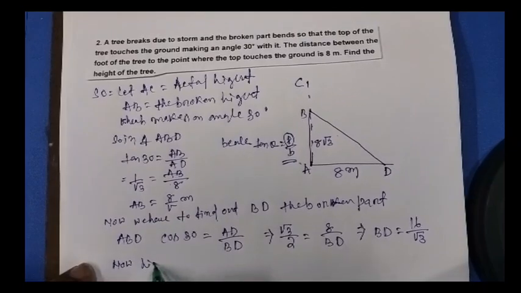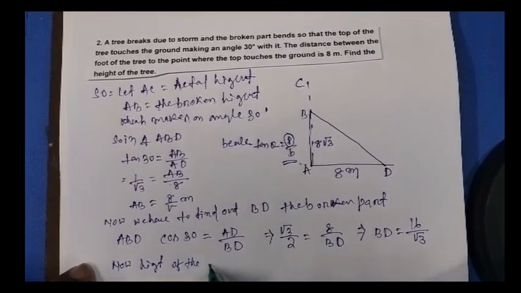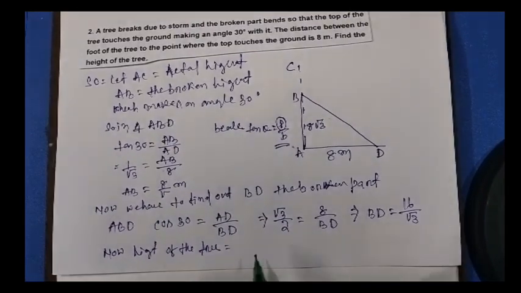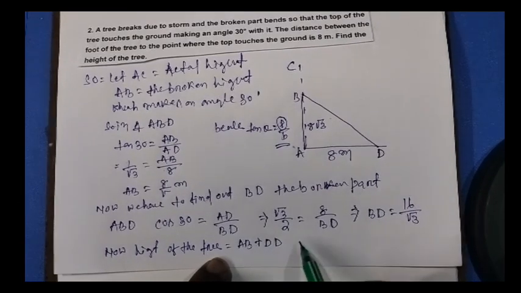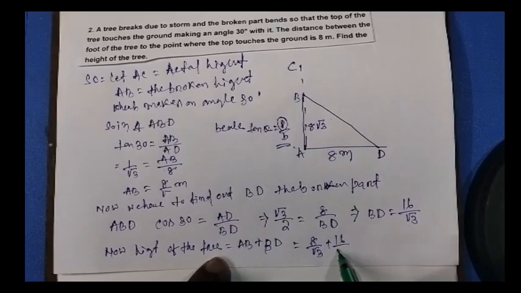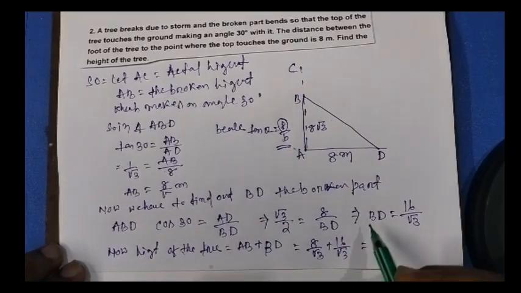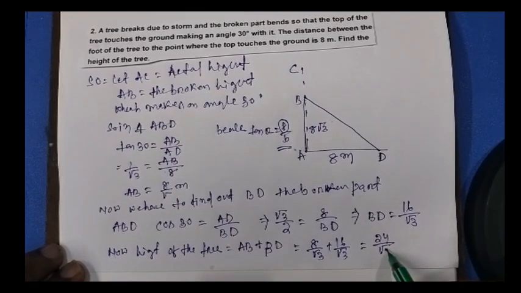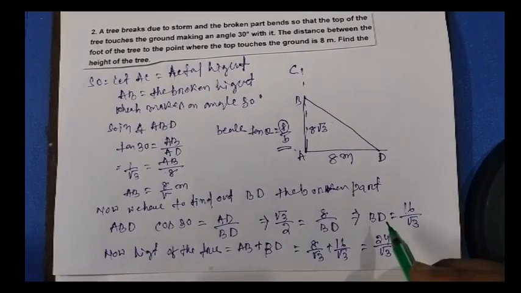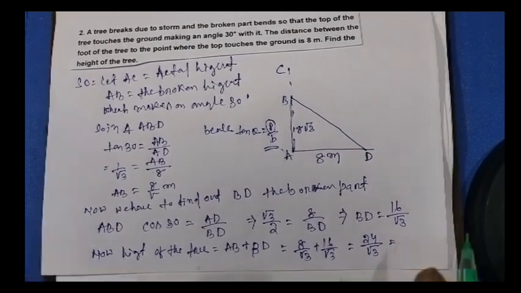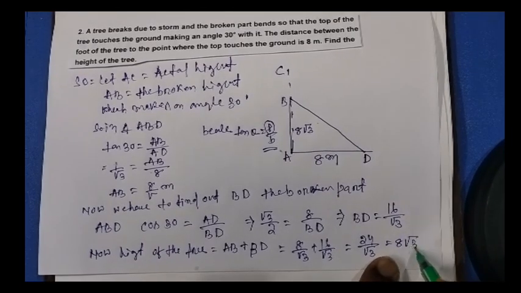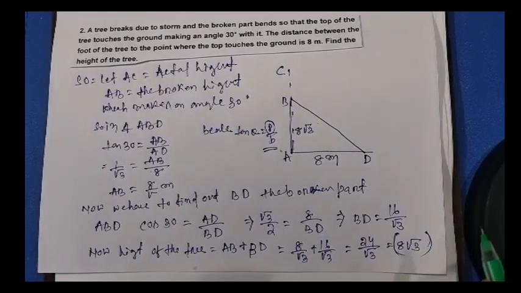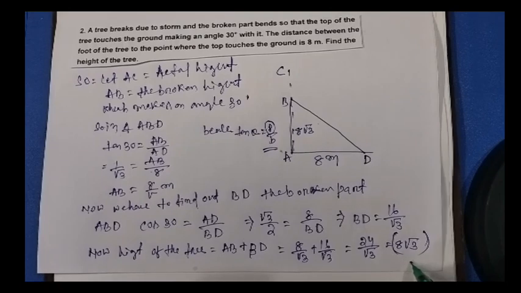Now the height of the tree is equal to AB plus BD, which is 8 by root 3 plus 16 by root 3 is equal to 24 by root 3, which is equal to 8 root 3 meter.